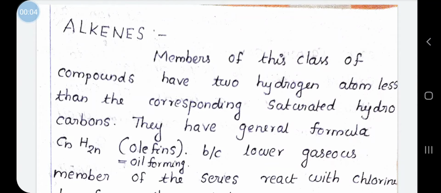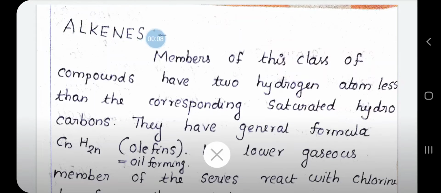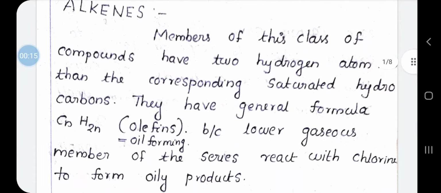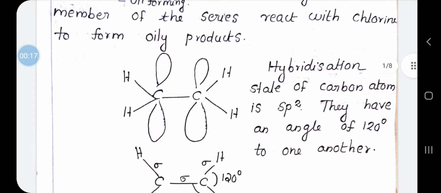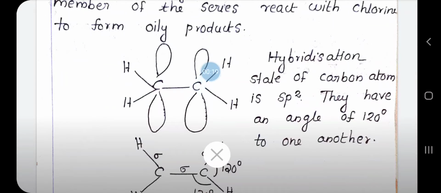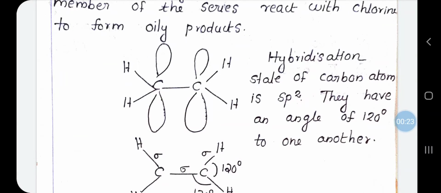Coming to the unsaturated hydrocarbons, the first one is the alkenes, containing a carbon-carbon double bond. Out of this double bond, one will be a sigma bond and the other one will be a pi bond, and the pi bond arises due to the sideways overlapping of the p orbitals.